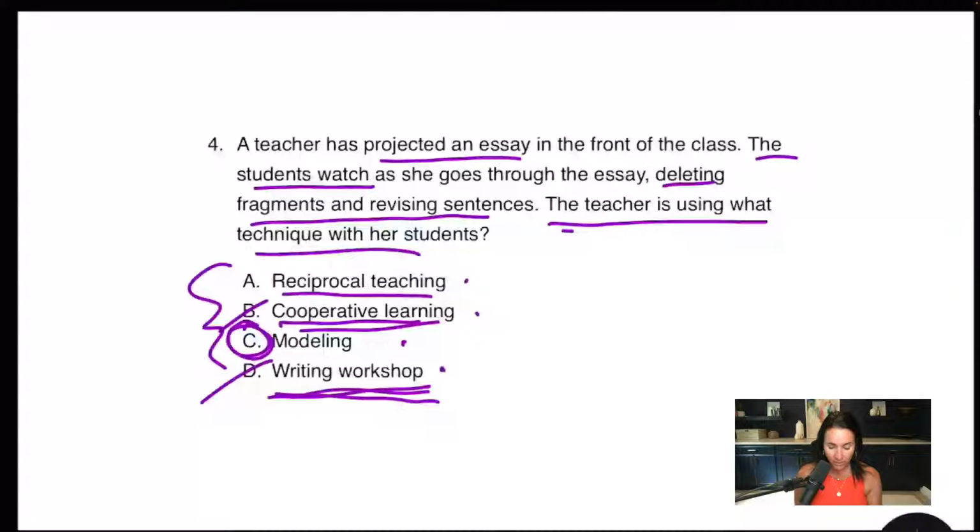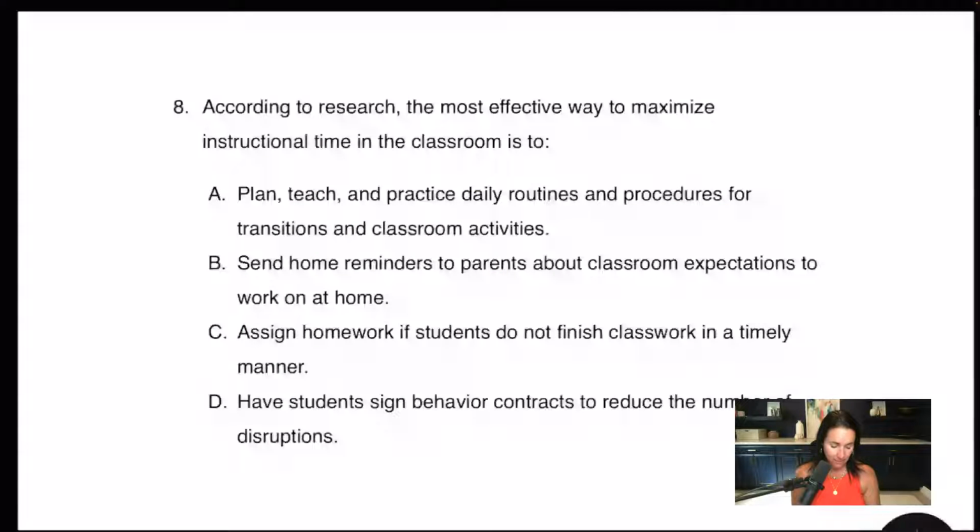But in this case, the teacher is projecting an essay, demonstrating. That is modeling, and modeling is a good word on this exam. Students need explicit instruction, and with that is modeling. All right, let's have a look at number 8 in the study guide.